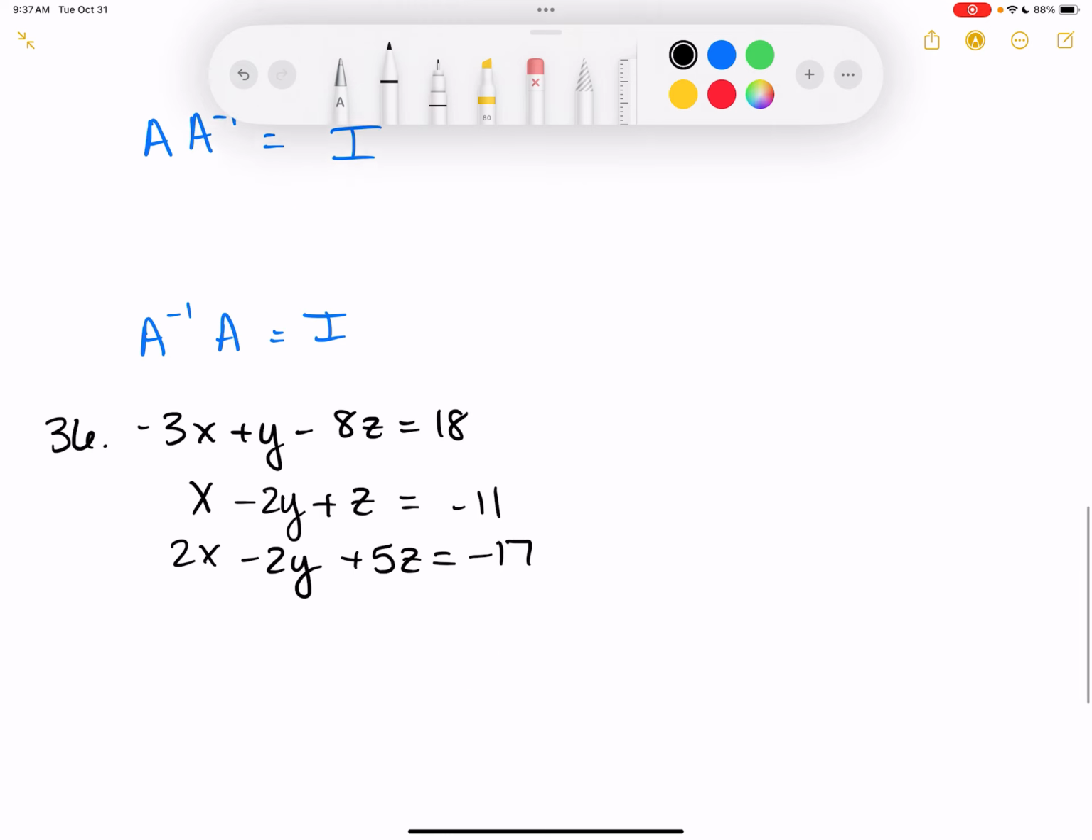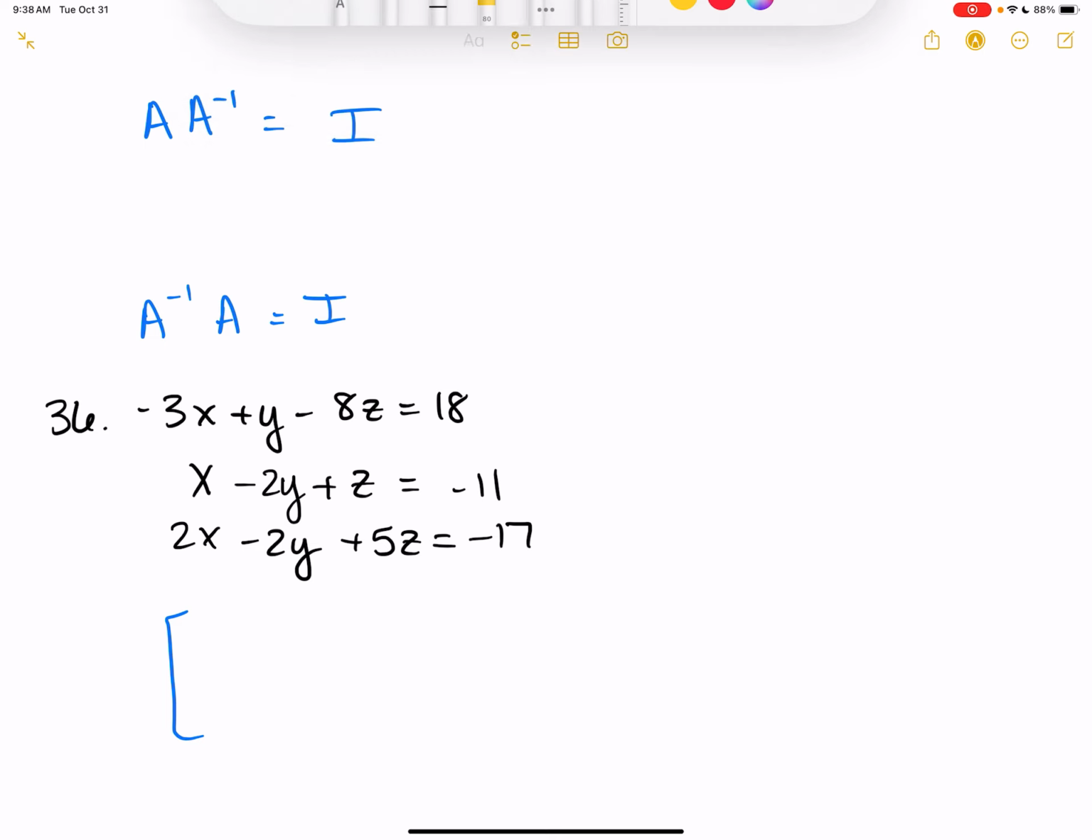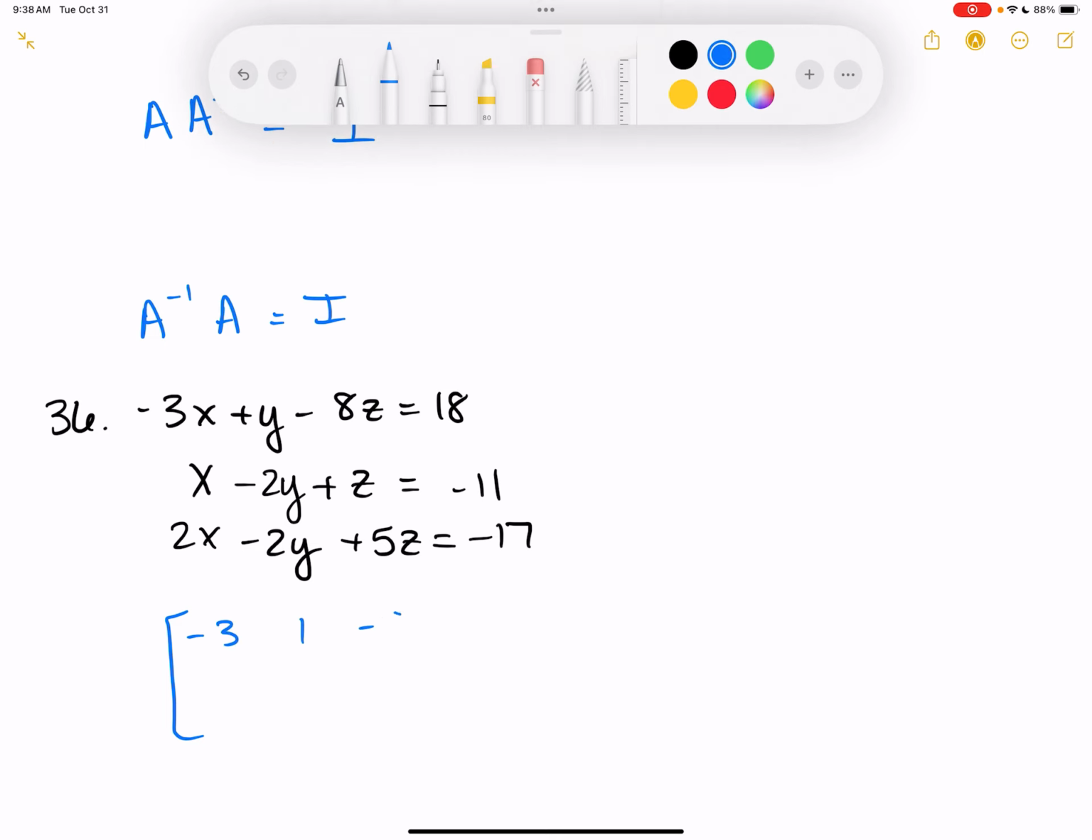So what we do is we make what's called an augmented matrix. We're going to have a 3 by 4 matrix, and we take the numbers in front of the variables and put them down, and the last column is the solution. So it'll be -3, 1, -8, 18, 1, -2, 1, -11, 2, -2, 5, -17.